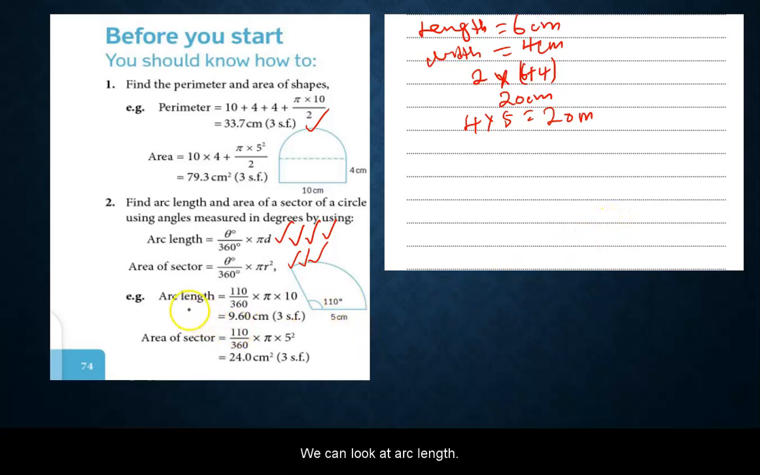We can look at arc length. Let's say the angle is 110 degrees. So we take 110 degrees divided by 360, multiplied by pi times 10. If you put this in your calculator, you will simply get the answer 9.60 centimeters. And this is what we are going to be looking at in this particular topic.